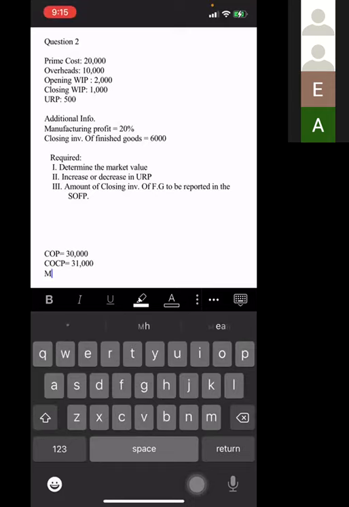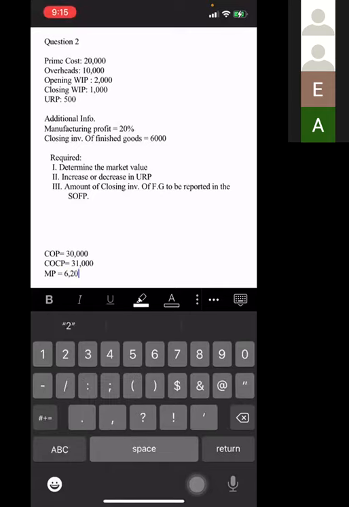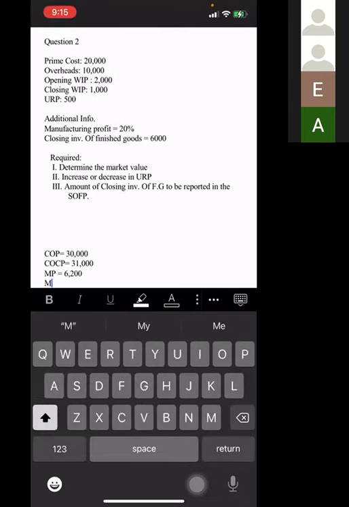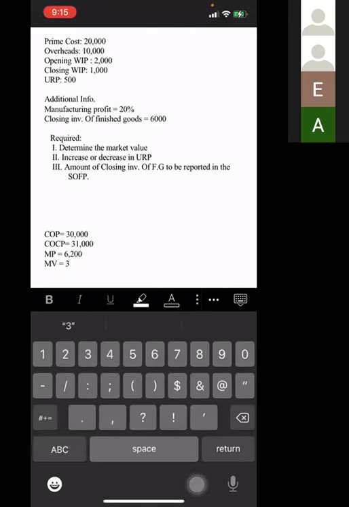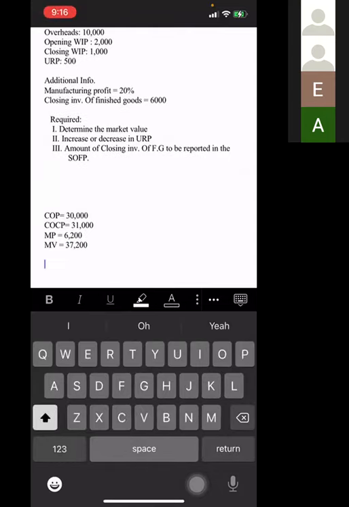Very good. And what will be the figure for MP, manufacturing profit? It will be 20%. Nice. But what will be the figure? 6,200, right? Yes, 6,200. And what would you get for market value? So market value would be 31,000 plus 6,200. Very good. And that'll give you 37,200, right? Yes, sir. Exactly. Thank you very much. You're welcome.